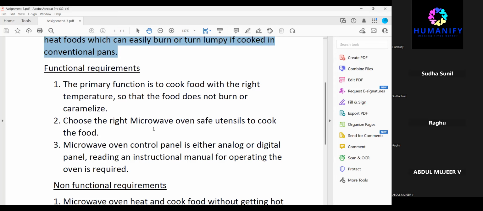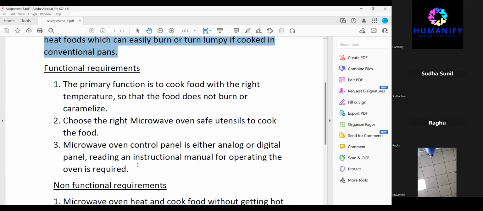Correct. So this will not become a functional requirement of the oven or microwave. Now we've defined another thing: the microwave oven control panel is either an analog or digital panel, and reading an instruction manual for operating the oven is required.